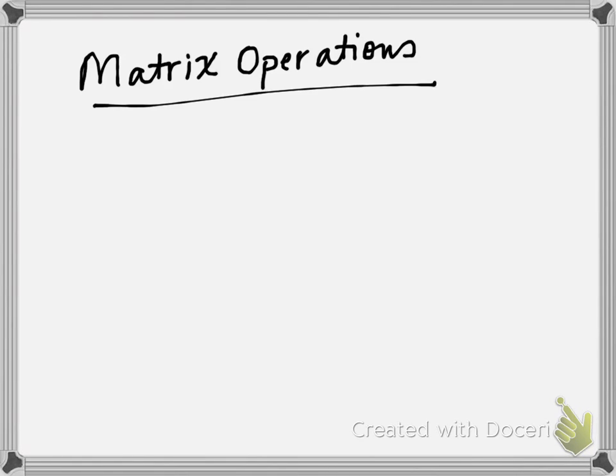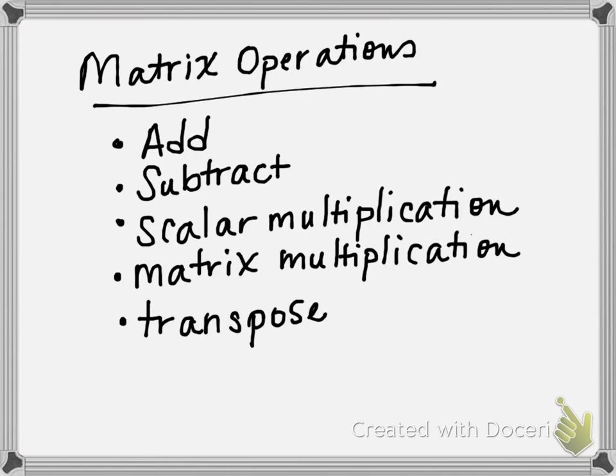Hi, I wanted to go over some matrix operation basics with you. With matrices, we can't necessarily perform all of our regular operations, but what we can do is add or subtract two matrices. We can perform scalar multiplication or matrix multiplication, so there are two kinds of multiplication occurring here. And we can also do what's called the transpose on a matrix.